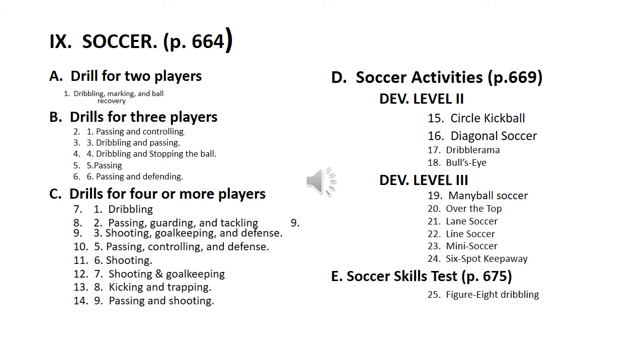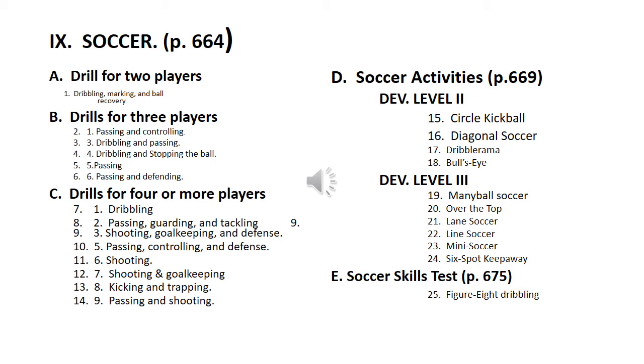Activity 9 is soccer. So if we look on our first page, students are required to teach one soccer activity. Read chapter 27 on soccer. So let's turn to page 664. And notice there's drills for 2 players. So whoever picks number 1 will do dribbling, marking, and ball recovery. That's number 1 under drills for 2 players. So number 1 will teach number 1.